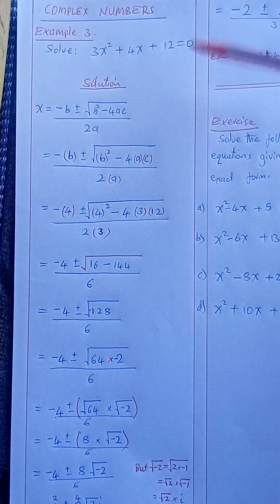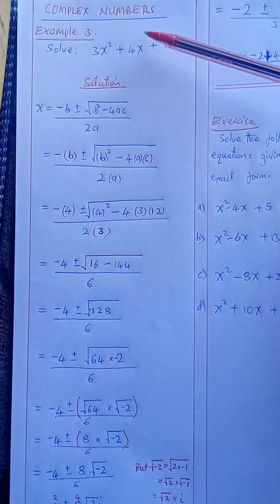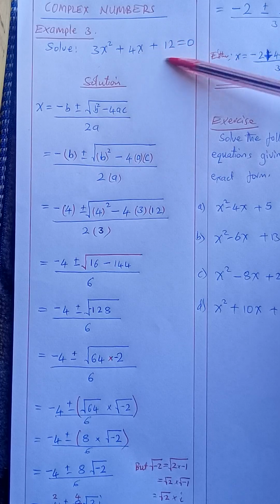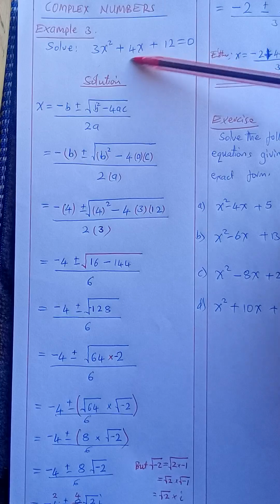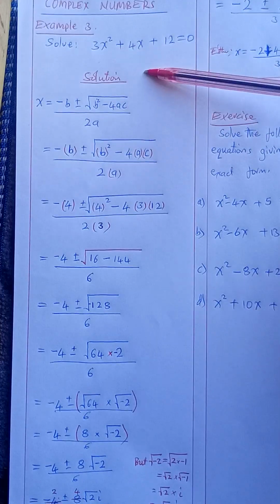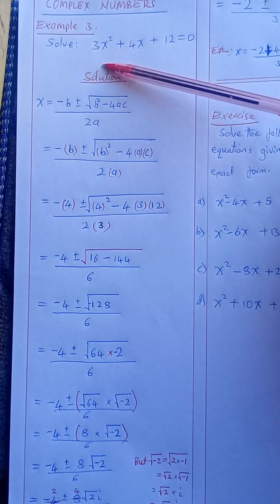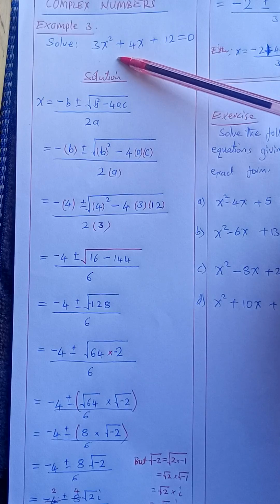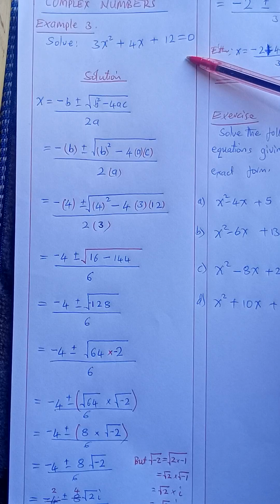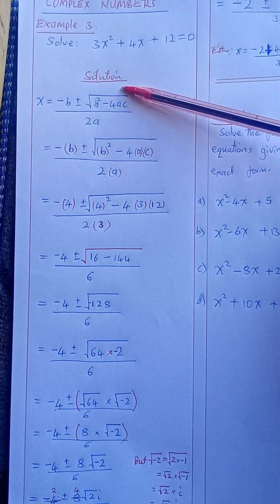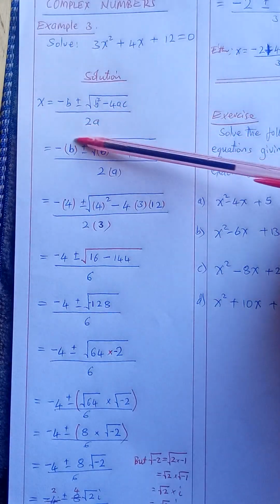Okay, now still under complex numbers, we are going to example 3. Now the quadratic equation is given here, and we are to solve for that one. In example 3, we have: solve the equation 3x squared plus 4x plus 12 is equal to 0. So in our solution, we apply the quadratic formula.